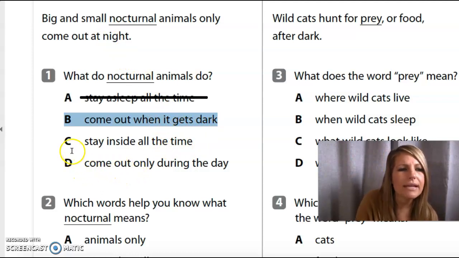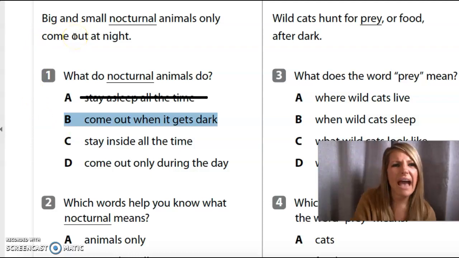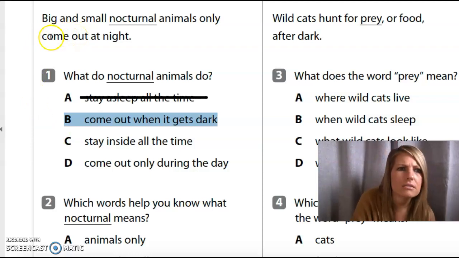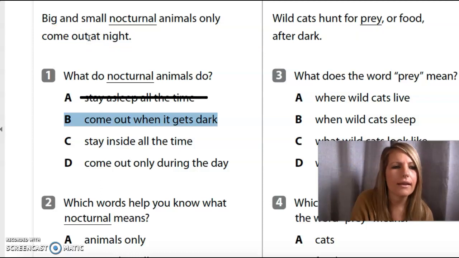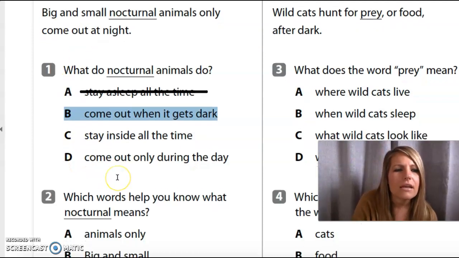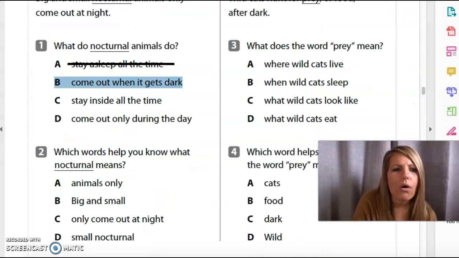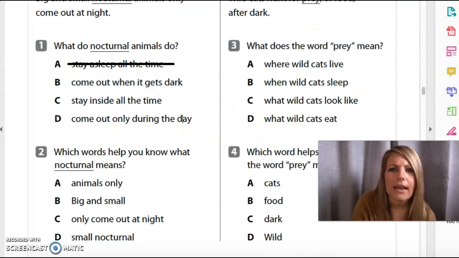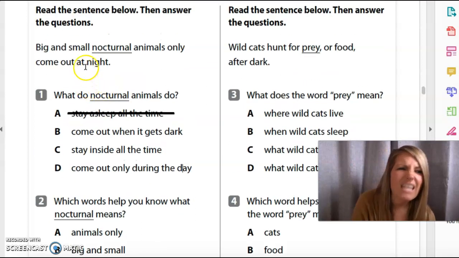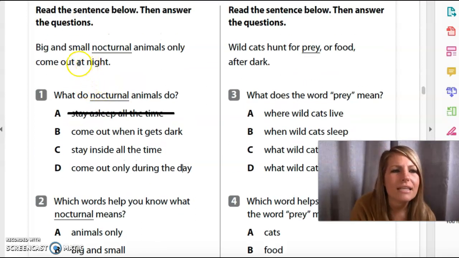All right, let's see what happens with C. What do nocturnal animals do? They stay inside all the time. It actually says in the sentence that they come out, so we know they don't stay in because it says they come out at night. And question D says they come out only during the day. It does not say anything about the day. It only says that they come out at night. So we know that that sentence is also not correct.